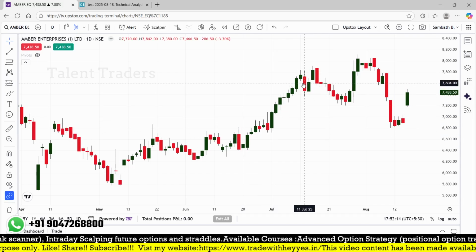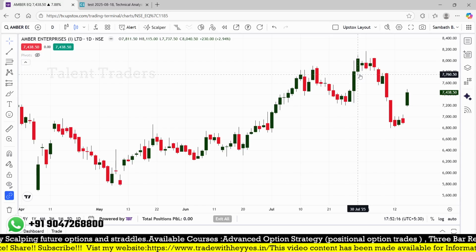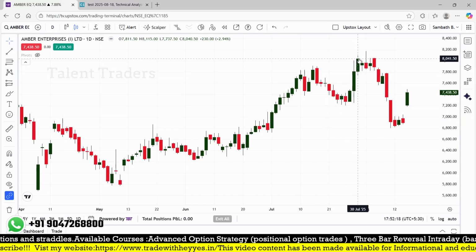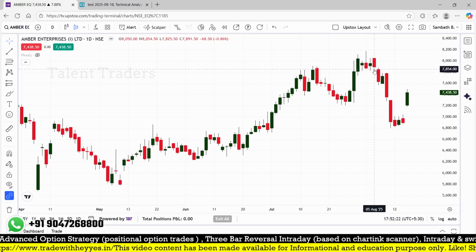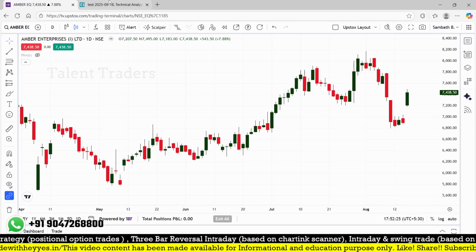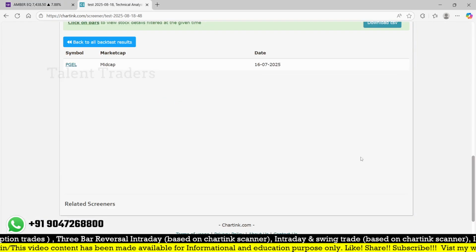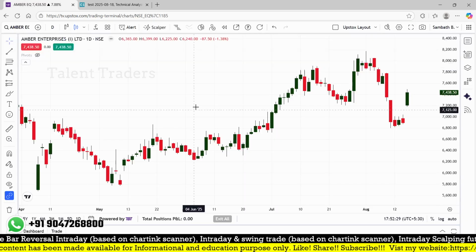Maybe here at this point 37. Maybe here also there is a reversal, and after this is the highest level. And recently we have seen there is a shooting star. Maybe after below there is a good drop. And let me check some other stocks randomly. PGEL on 16.7.